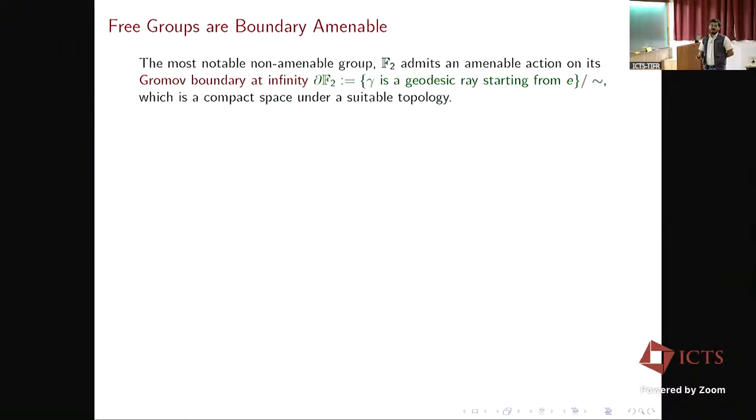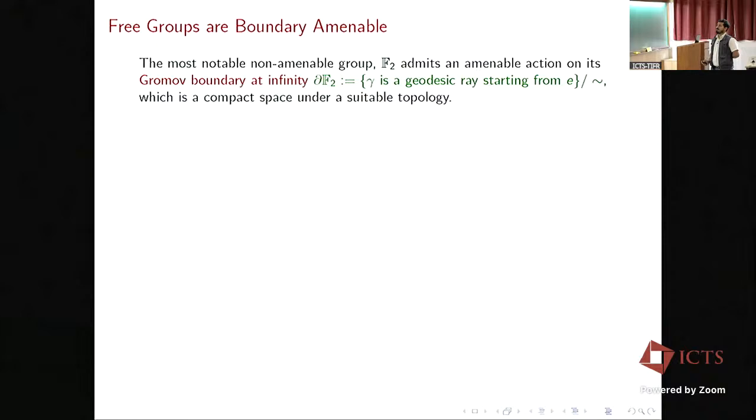Anyway, now earlier we proved that free groups are not amenable, but here, as a first example, I'm trying to show that free groups are topologically amenable. They are kind of the first example of a non-amenable group, but they are also the first example of a group which admits amenable action. So what do I mean by that? And where does it act amenably?